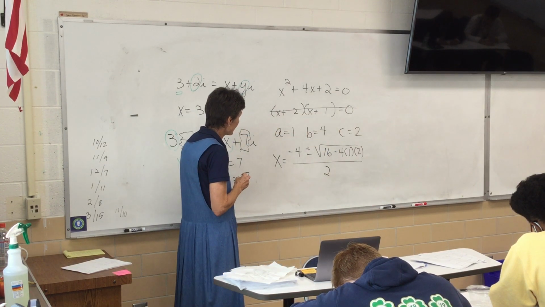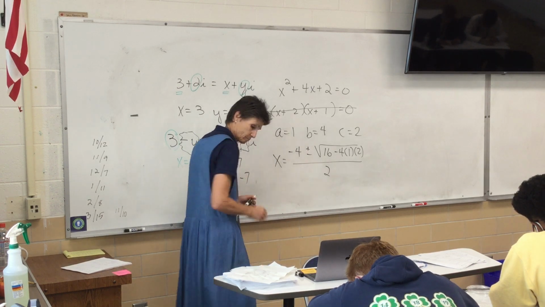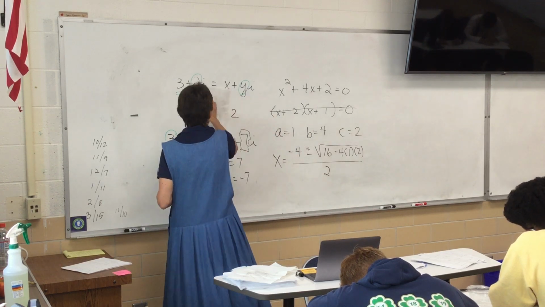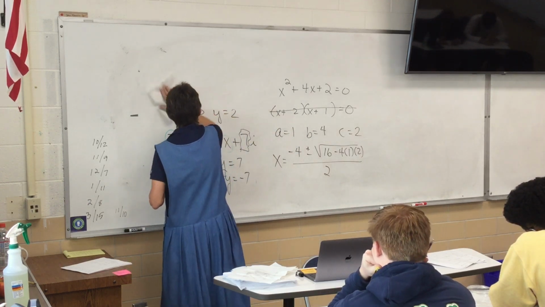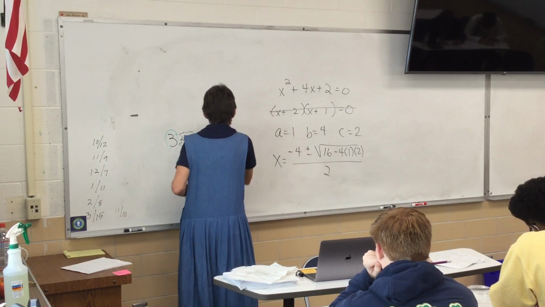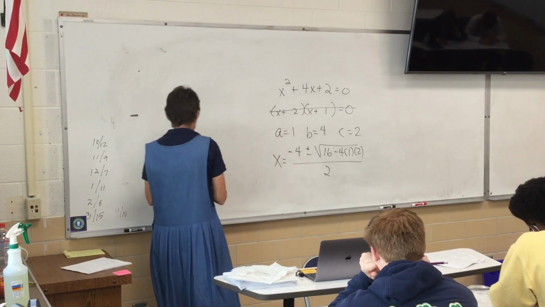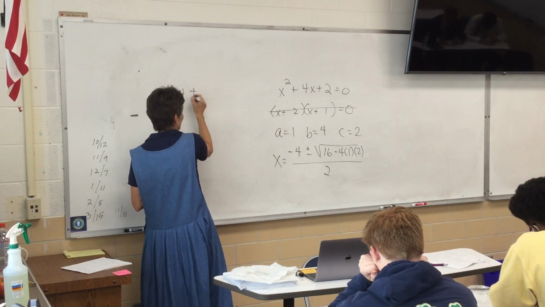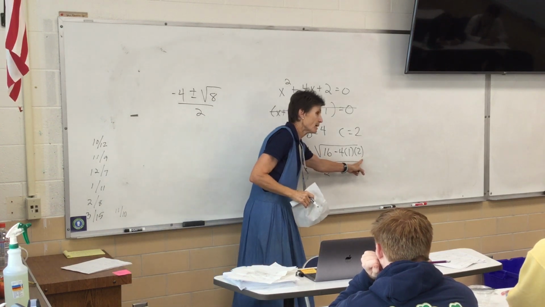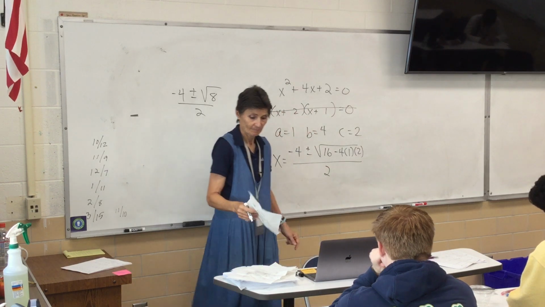All right, so let's clean that up a little bit. What have we got under there? 8. I think that's right. Are you getting 8 underneath your radical? I think it's 16 minus 8. So negative 4 plus or minus the square root of 8 over 2. This is 8 right here. So 16 minus 8. Yeah.